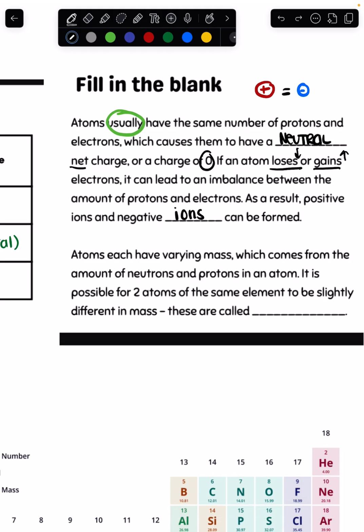Atoms each have varying mass, which comes from the amount of neutrons and protons. So just to repeat, neutrons plus protons equals our mass. Okay, so this is something that you should remember. But it is possible for two atoms of the same element, so two atoms of oxygen, for example, to be slightly different in mass, and these would be called isotopes.